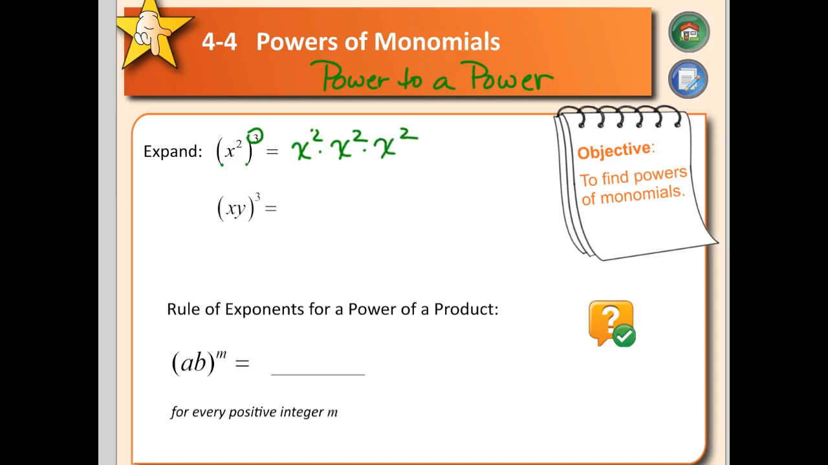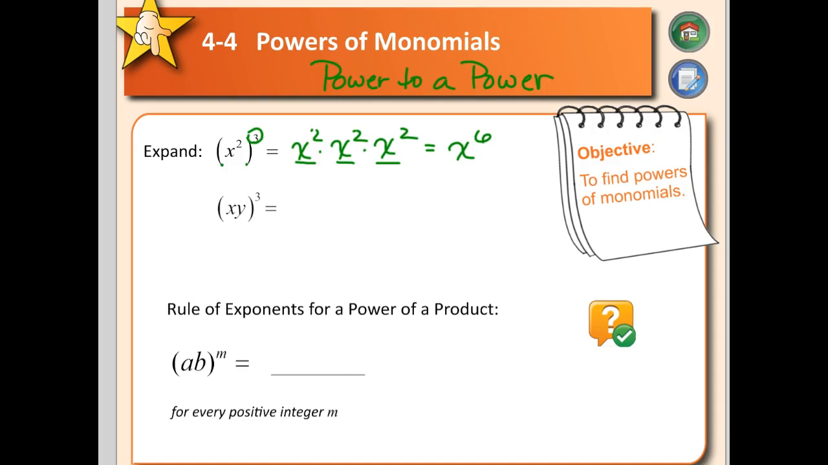Well, remember yesterday, we saw that if I have the same base, everybody's an x, what do I do to my exponents? I add them. What's 2 plus 2 plus 2? That's right, this would be x to the 6th. Now, does anybody see a shortcut already? We'll talk about it in just a second.